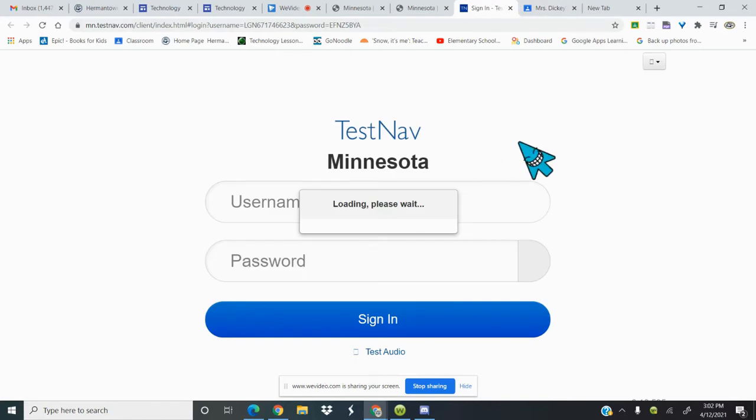And obviously we're taking a little time to load here. I'm just going to let this load. Looks like it's popping up here. There we go. It's going to ask you to sign in. You do not need to sign in. This is not the correct page, but let's just see what happens here.